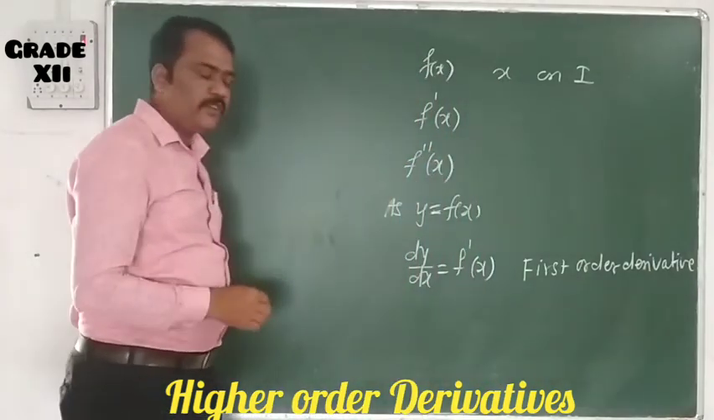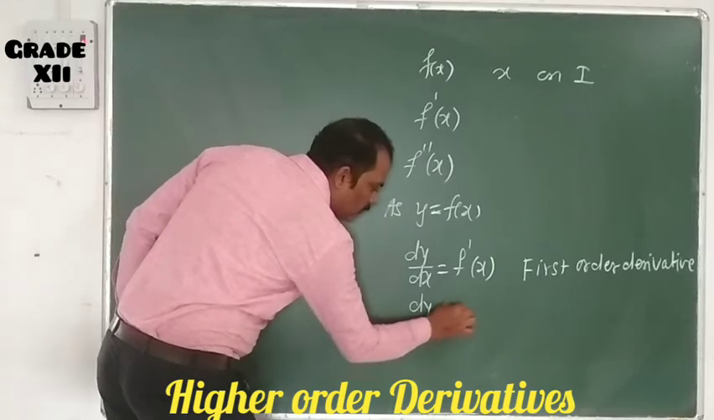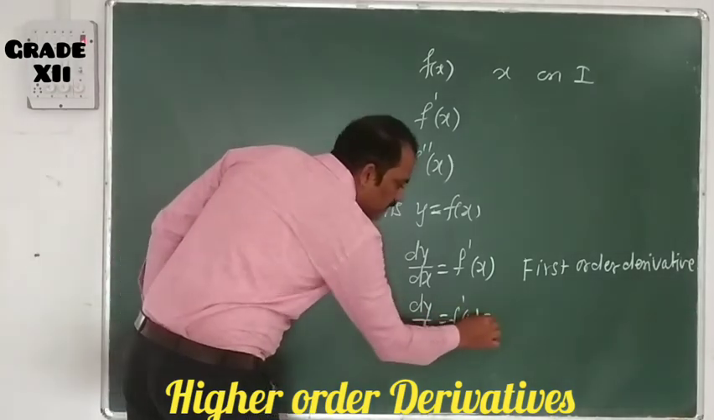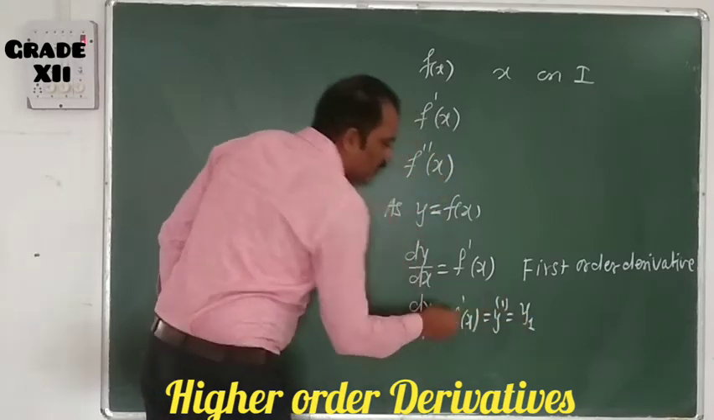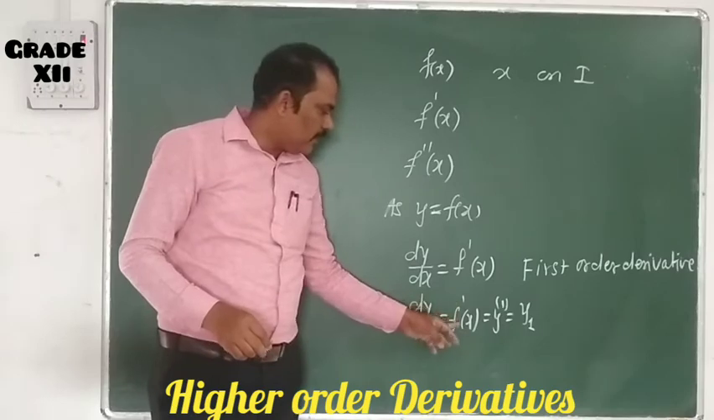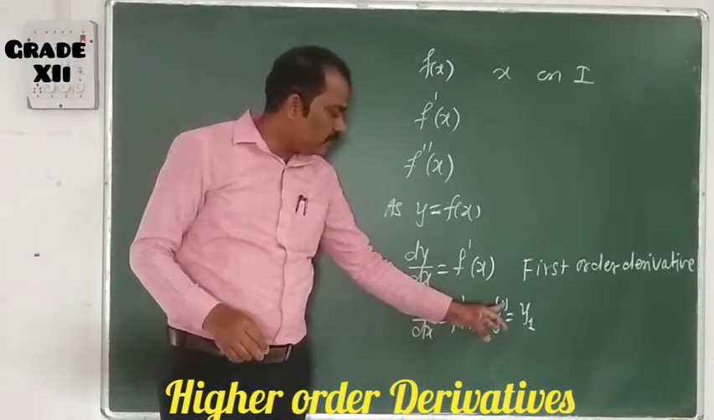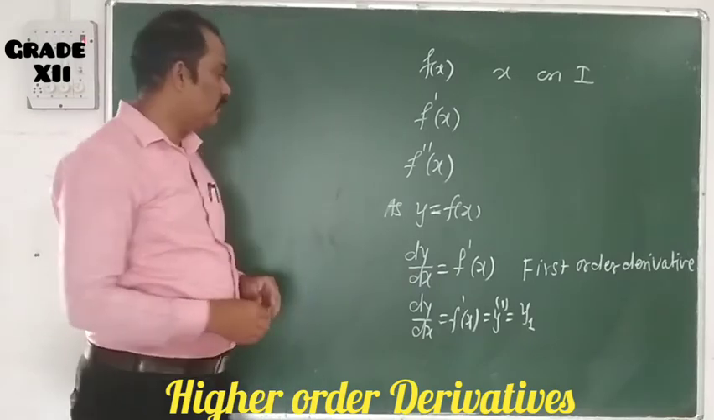This first order derivative is also denoted by dy by dx is equal to f dash of x is equal to y dash, which is also given by y1. In this way we denote the first order derivative.